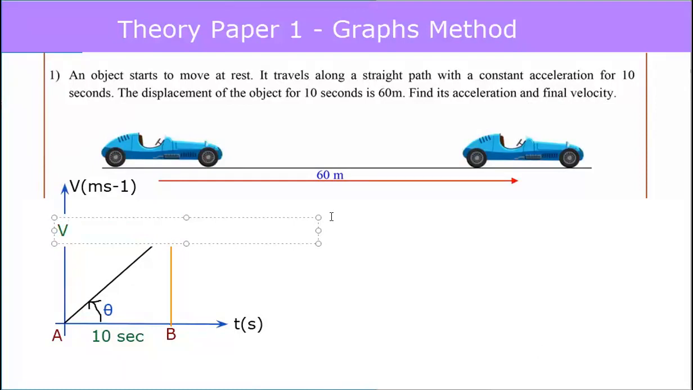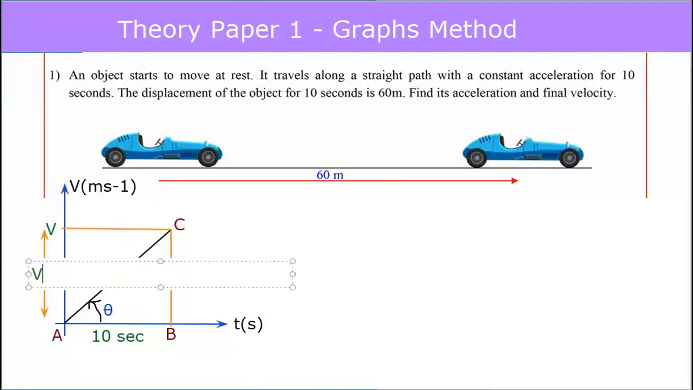Listen, if this is V, what should this height be? Can somebody tell me? Let me mark it first. V, sir. It should be V. Very good. Because this is 0, you increase the velocity as 1, 2, 3, 4, 5, 6 like that. So the final velocity is V. Therefore, this height should be V.